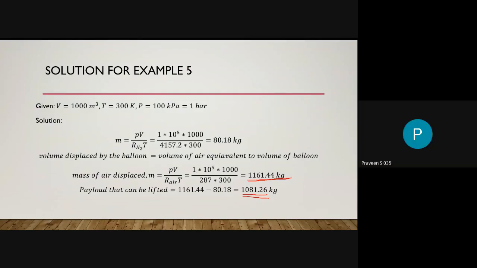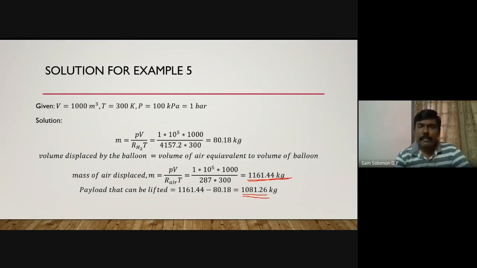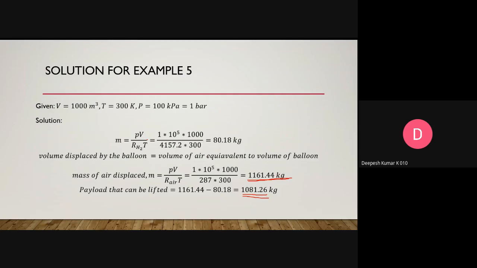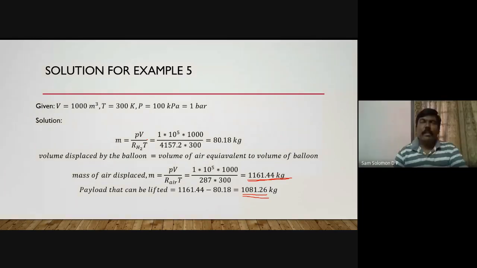Yes, sir. Is that clear? Very simple problem. We are simply using the ideal gas equation of state. Yes. So the 80 kg of hydrogen can lift only another 80 kg, sir. So that's why we are subtracting.